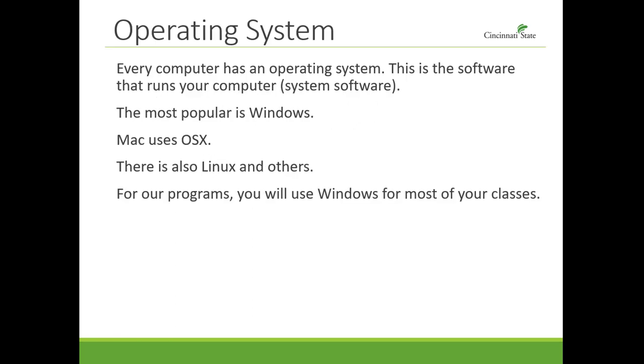Every computer has an operating system, or an OS. This is the software that runs your computer, your system software. The most popular one is Microsoft Windows. Mac uses OS X, and you also have Linux and others. But remember, for the most part, in this program, we are going to use Windows in the majority of your classes. So you need to make sure you have access to that. We also have virtual desktops available if you do not have access to a Windows machine, and we can give you the information to connect. That is located on Blackboard as well.